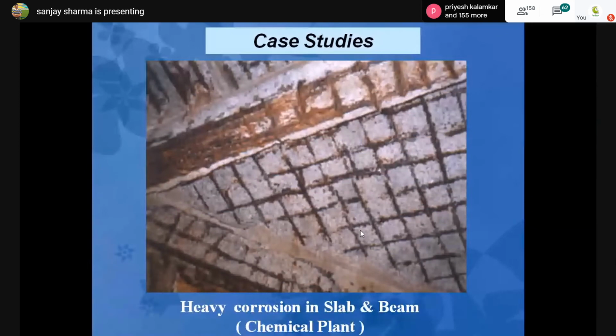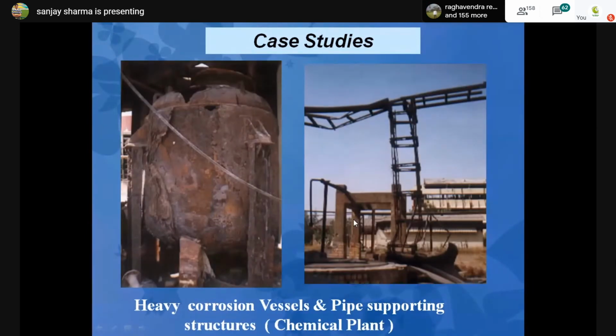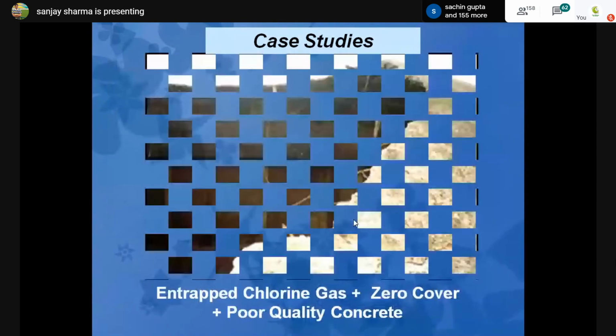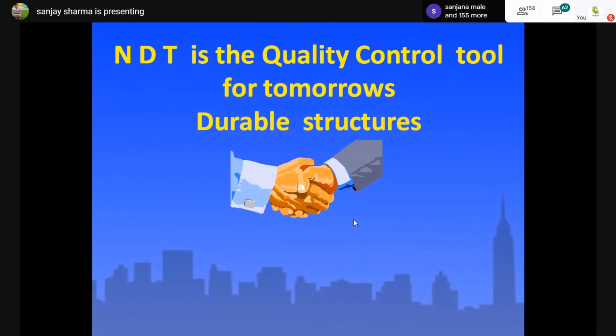These are some of the case studies, like corrosion determination, heavy plant. Here you can see how almost completely the column has gone. This is what has happened in one of these cases. Then bridges, water tanks, etc. I have not discussed many case studies, but in between, wherever I found it suitable, I found it a useful one.